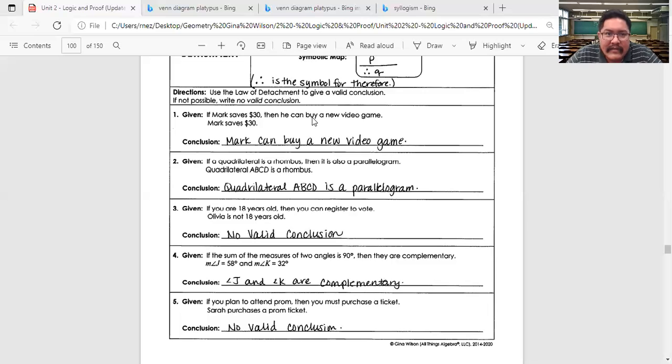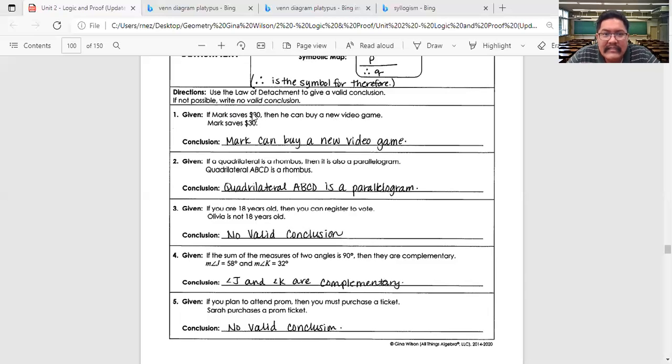So let's look at this one here. Again, we have condition P and Q, and this one's broken down into a conditional. So if Mark saves $30, then he can buy a new video game. All right, so we have the if and then statements. That one separates the P statement from the Q statement, right?